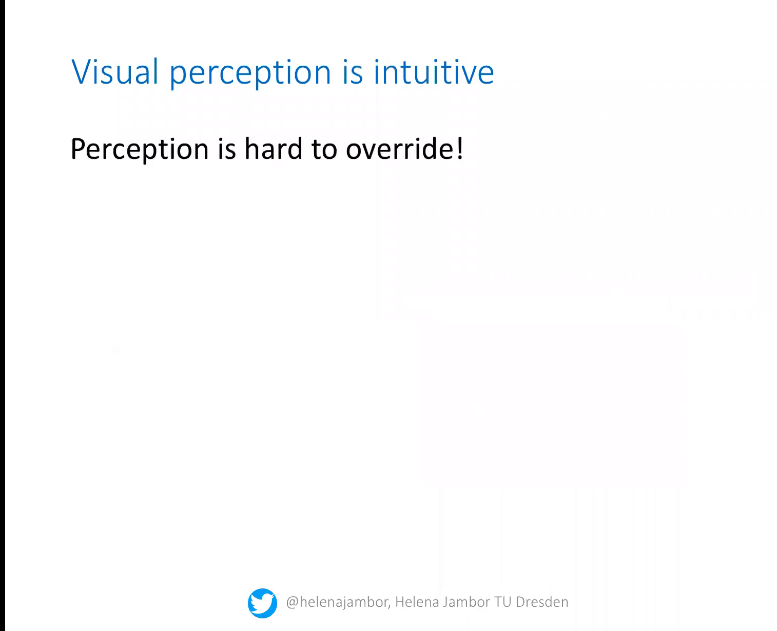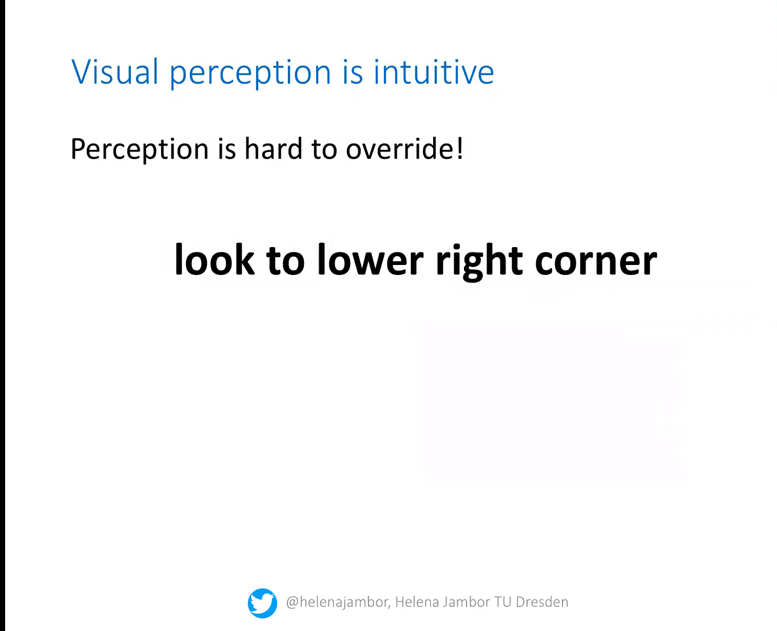The next important thing is that visual perception is intuitive and really, really fast, but it's extremely hard to override. So whatever we see first, we believe is true. If I show you now on the next slide something, I'm going to give you an instruction. So I want you to look in the lower right corner. Now I'm showing you an arrow, and probably most of you started to look in the lower left corner instead of the lower right corner. So the arrow pointing towards a corner has much more power than the text telling you to look in the lower right corner.